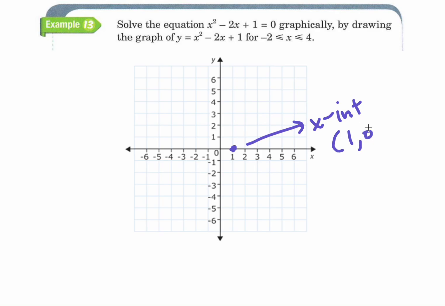X-intercept was at 1, 0. Y-intercept will be the opposite. It's where the x is equal to 0 and the y is a non-zero number. And you're probably thinking to yourself, how do we do that? No problem.